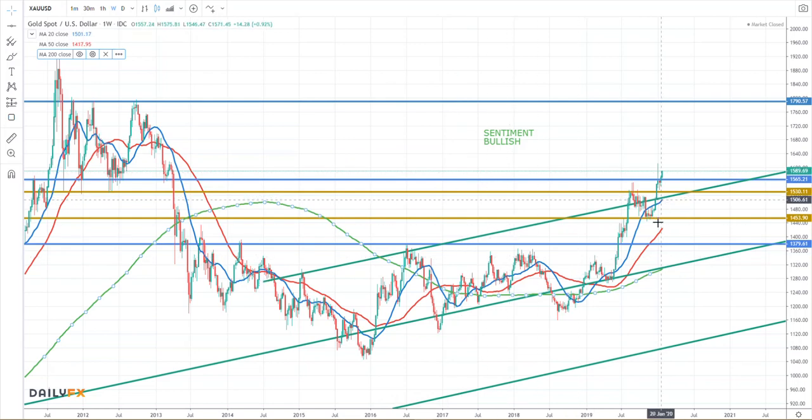So here we go. We see the 20 on top of the 50 on top of the 200, which is a very bullish signal with moving averages. Price is moving well ahead and on top of the 20-week moving average. We see that previously, when price got on top of the 20, we saw some nice gains.